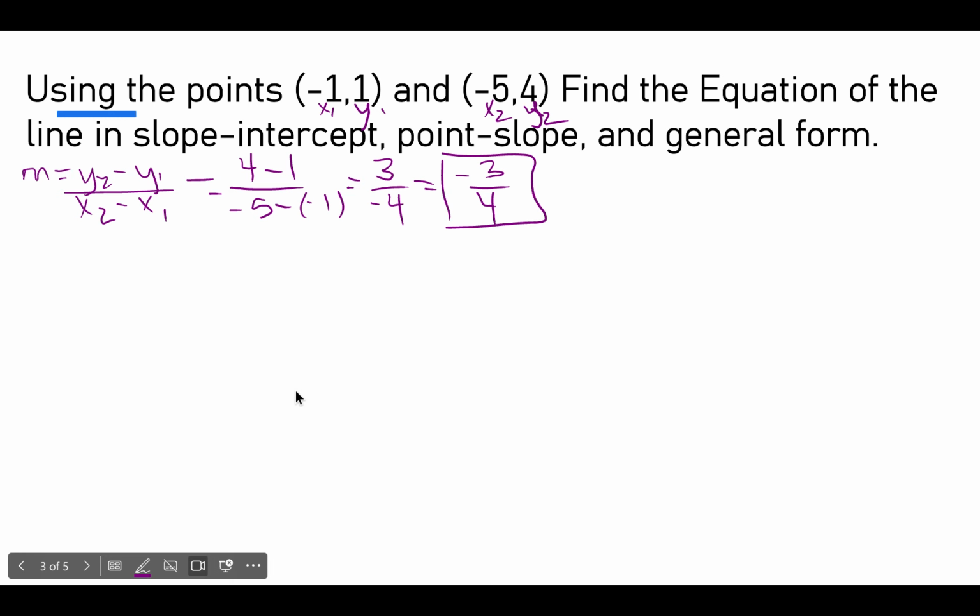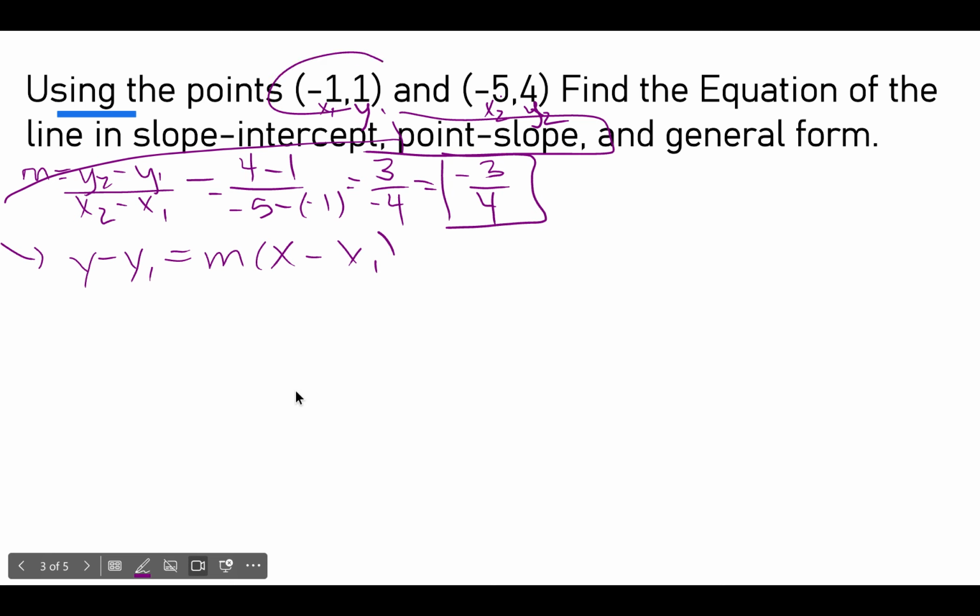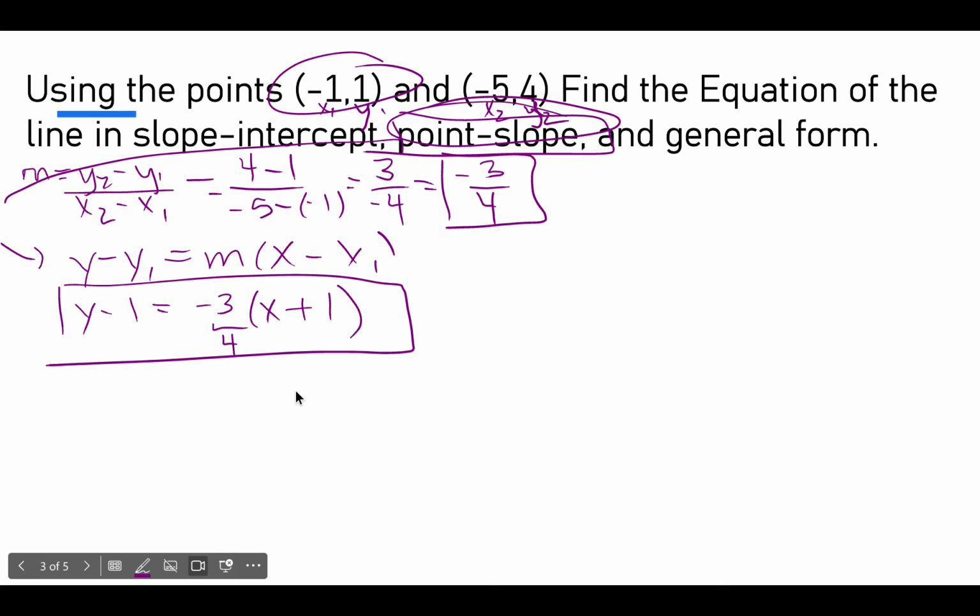Now, because you don't have a y-intercept, we're going to start with point slope form. With this point slope form, you can pick either point to plug into the formula. So my first form is y minus y1 equals your slope times x minus x1. So let's pick our point, which I'll just use that first one. My x1, y1 are already labeled, so let's plug that in. Y minus 1 equals your slope, which you calculated, times x minus -1, which is x plus 1. So this is your answer for point slope form.